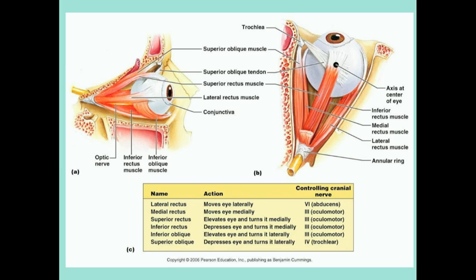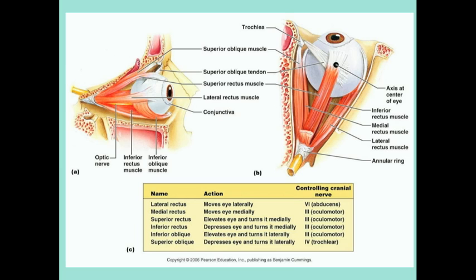Remember what the lateral rectus does? It moves the eye laterally. And when you're moving anything laterally or away from the midline, you're abducting. And so the lateral rectus is controlled by cranial nerve 6, the abducens nerve. It abducts the eye away from the midline.